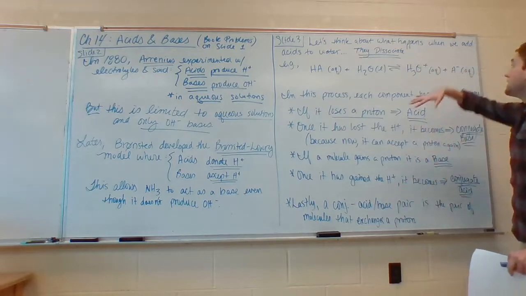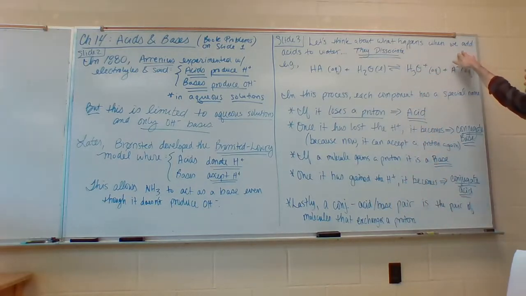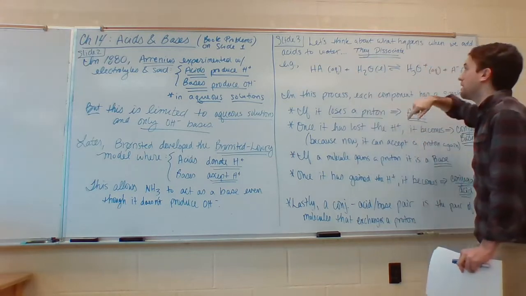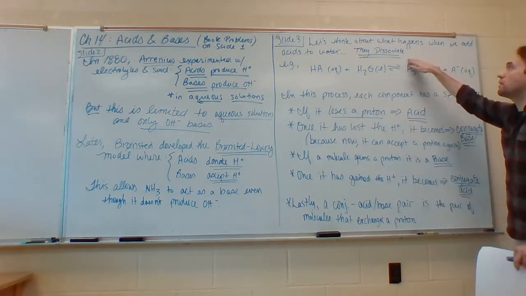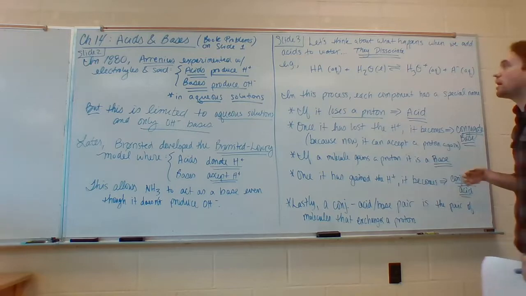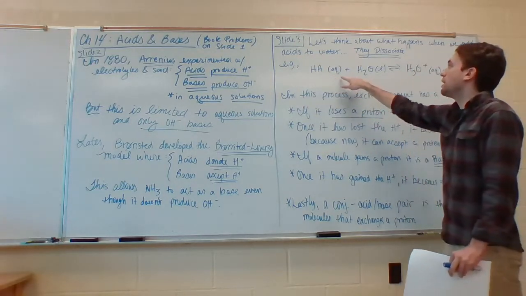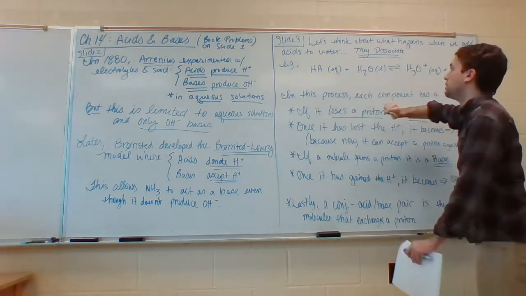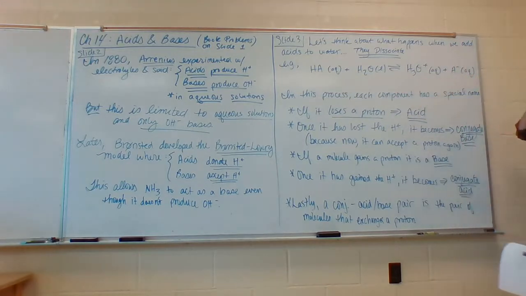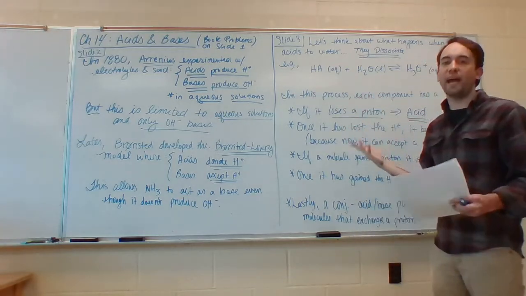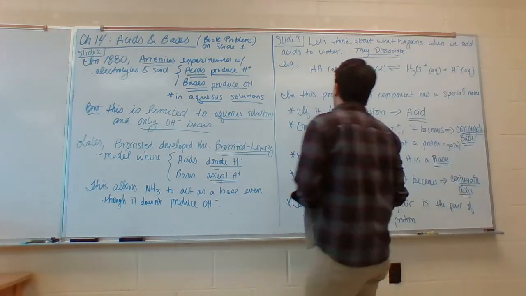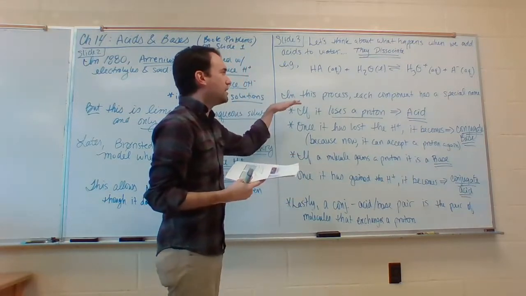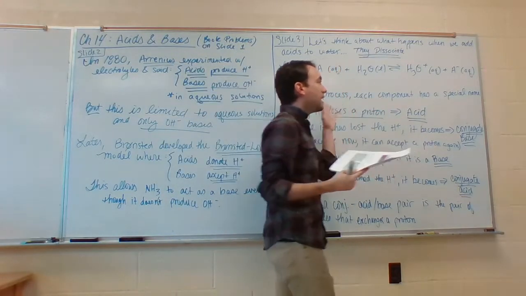Now, let's think about what happens when we add acids to water. This is where we're going to be starting on slide 3. So if we add an acid to water, they are going to dissociate into ions. For example, we have HA, which is in an aqueous solution, plus water in equilibrium with an H3O plus, or a hydronium ion in solution, and an A minus ion in solution, where A is just some sort of acid molecule. Now in this process, each component is going to have a special name.